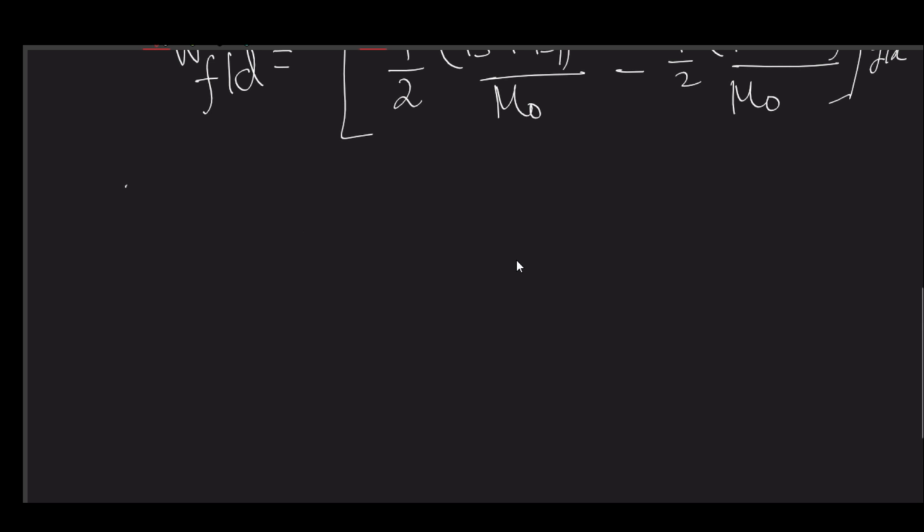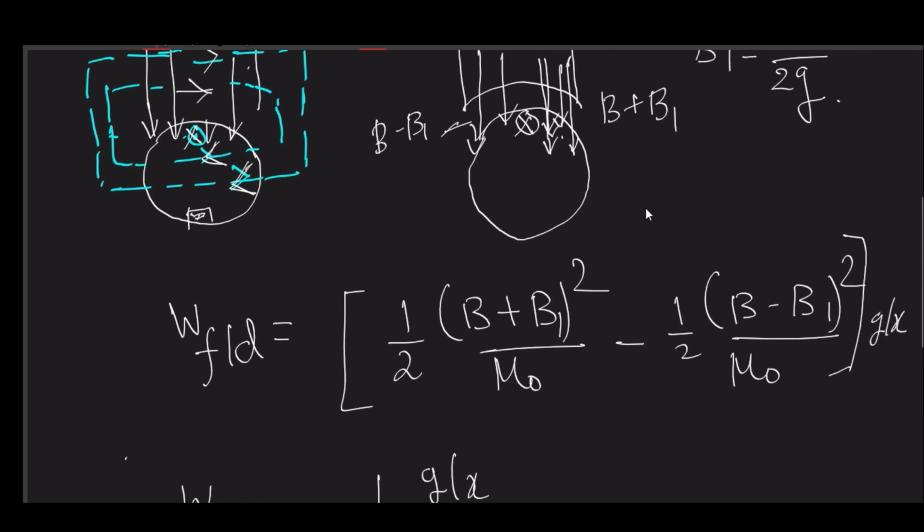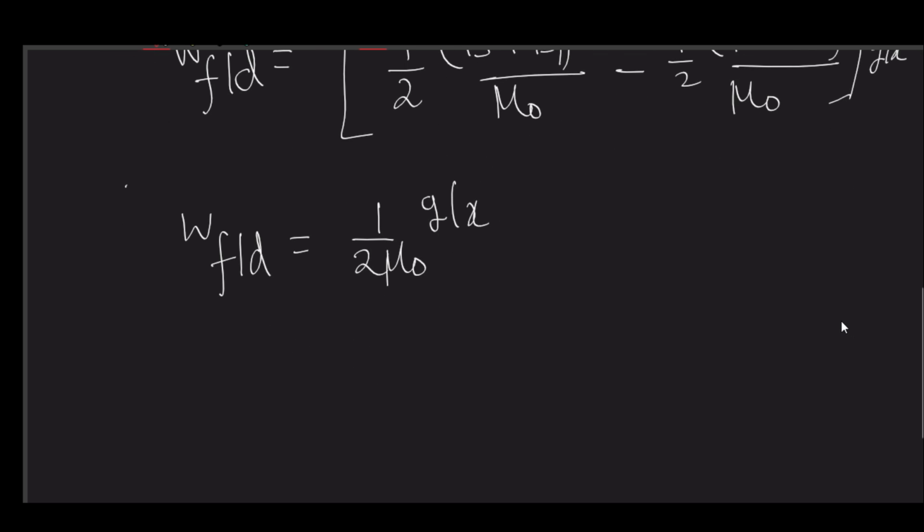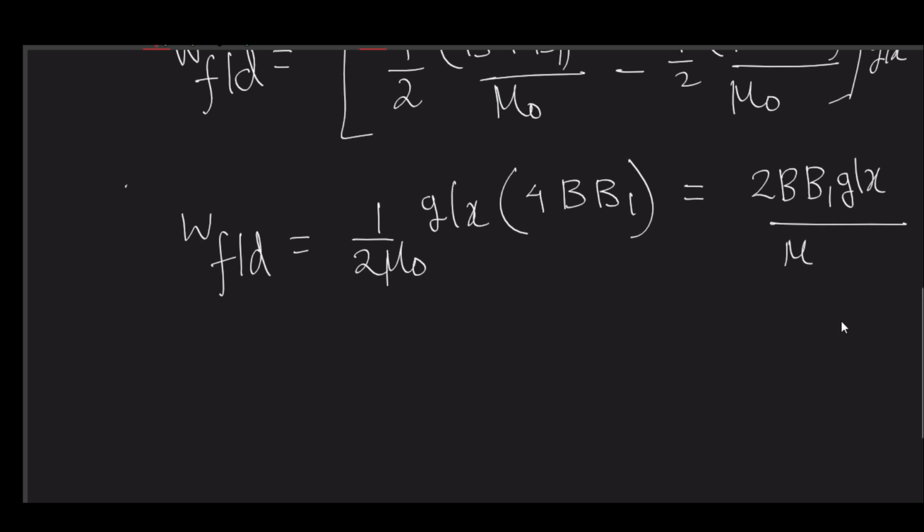Okay, so for that expression of energy, if you do simple algebraic manipulation, what you will get: this one is (a plus b) whole square minus (a minus b) whole square, so that should result in 4ab, that is 4 B B1, so it results in 2 B B1 g l x by mu naught. Okay, fine, no issue.